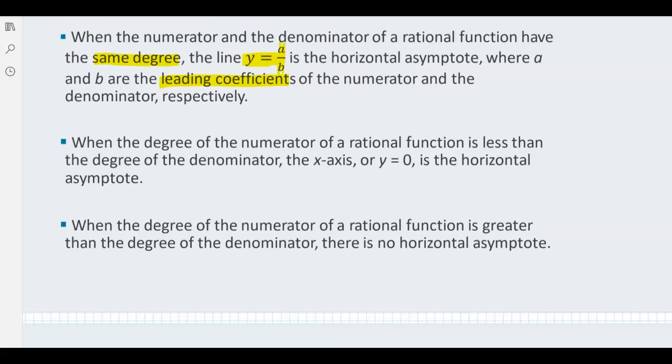When the degree of the numerator is less than the degree of the denominator, like x plus 2 over x squared minus 7x plus 10, something like this, in this particular case the horizontal asymptote will be at y equals 0, or the x-axis. And that's because this is ultimately going to be a graph transformation of 1 over x, right? Where the degree of the top is less than the degree of the bottom.